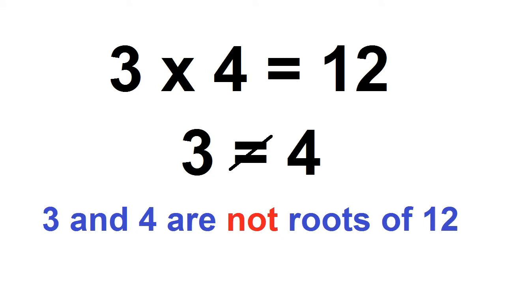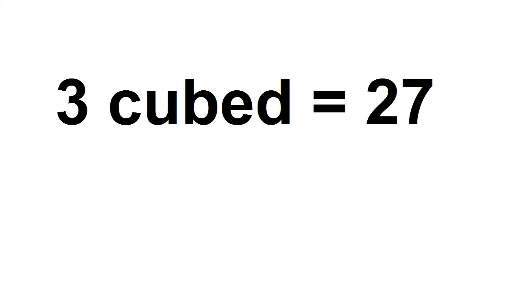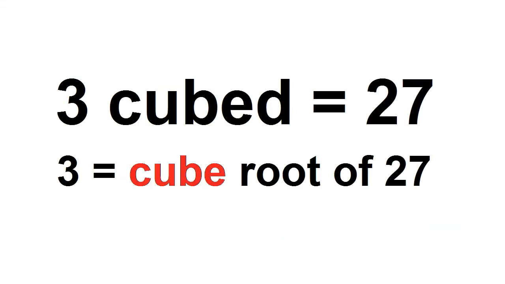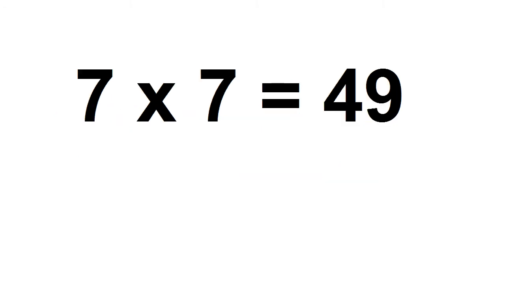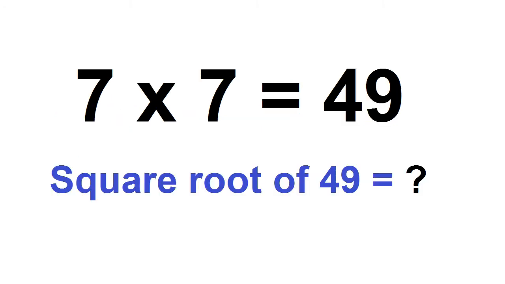3 times 4 is 12, but this can't be written in index form. 3 and 4 are two different numbers. They are not roots of 12. But 3 cubed is 27, so 3 is the cube root of 27. If 7 times 7 is 49, what is the square root of 49? 7. With me so far?